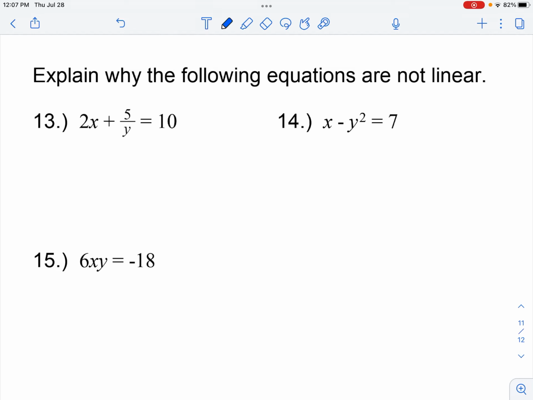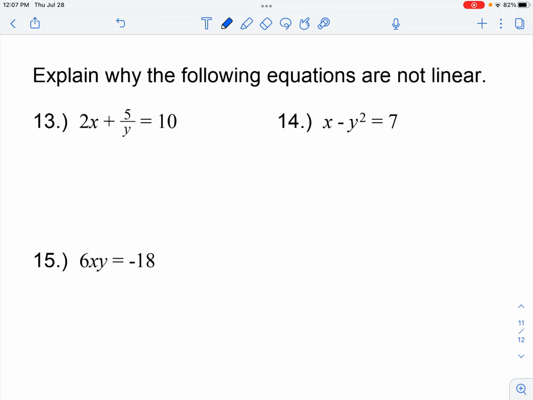All right, we have two small things left to go over, and that is how do we identify if an equation is linear or not, and also how do we do a word problem related to these linear equations and inequalities. Okay, so these three equations are all not linear. The question is why? Why are they not linear?